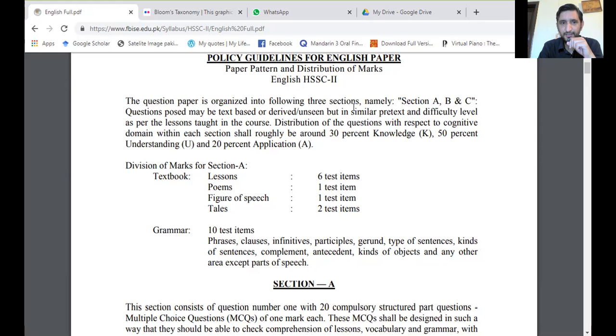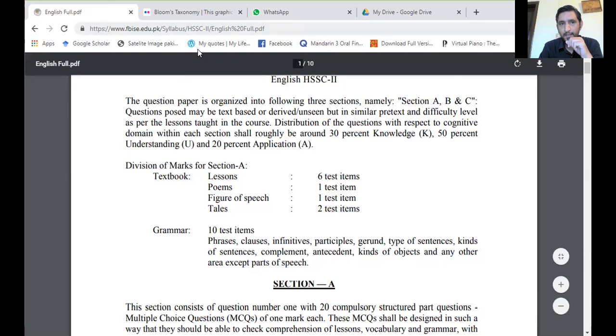The questions have been divided into three categories. There's a distribution of marks with respect to the cognitive domain. Cognitive means understanding or related to the brain. Each section shall be roughly about 30% knowledge, 50% understanding, and 20% application. These have been abbreviated as K, U, and A. So what is knowledge, what is understanding, and what is application? To understand this, we'll have to understand Bloom's taxonomy.